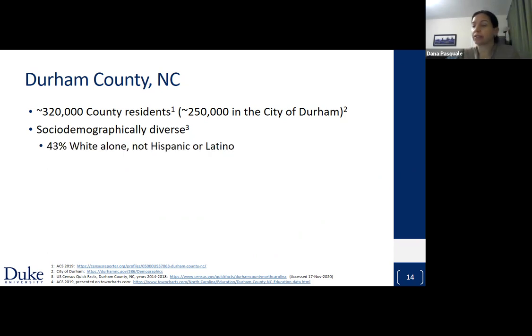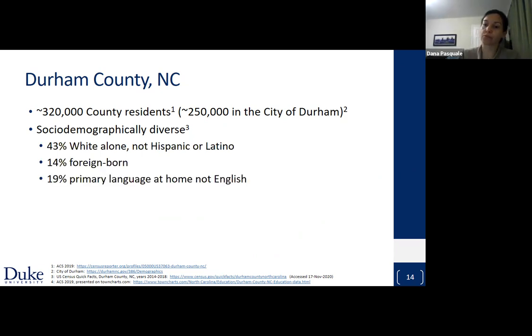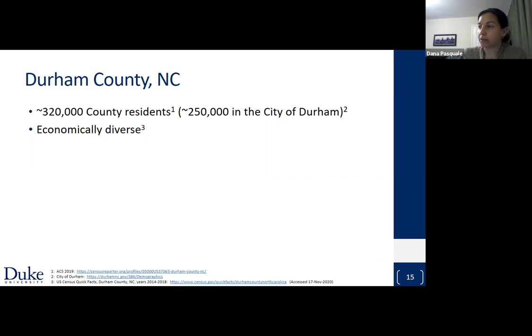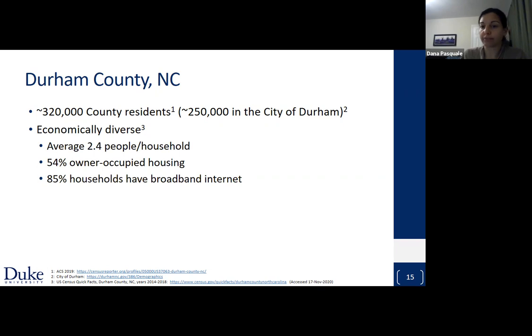So sociodemographically, the majority of residents are non-white. We have a substantial proportion of foreign-born residents, and 1 in 5 do not speak English at home primarily. Among residents aged 25 or older, 1 in 5 have a master's degree or higher, but then 1 in 8 don't have high school equivalency. The average household size is 2.4 people, and just over half of households are occupied by their owners. The majority of houses do have internet, but too many residents live in poverty, and 1 in 8 people in Durham, which is a lot of people, have no health insurance.